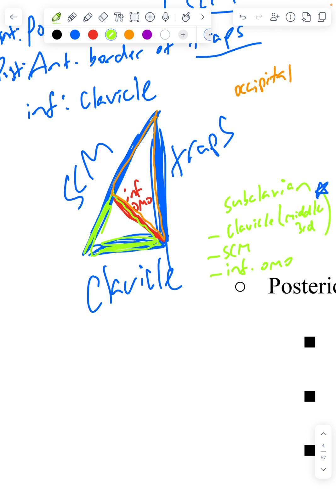For the big triangle, like the entire triangle, your traps were a border, but now we split it into two. Now this occipital should be similar. So now the bottom part of this occipital is the inferior omohyoid. The front part, still your sternocleidomastoid. And then the back part are your traps. So hopefully this makes sense of why these are the borders for each of these triangles.